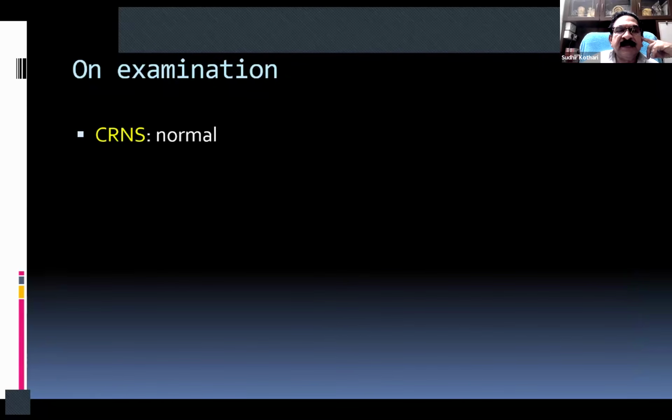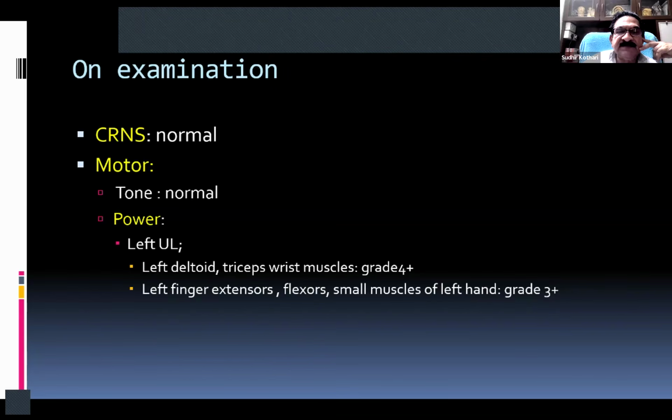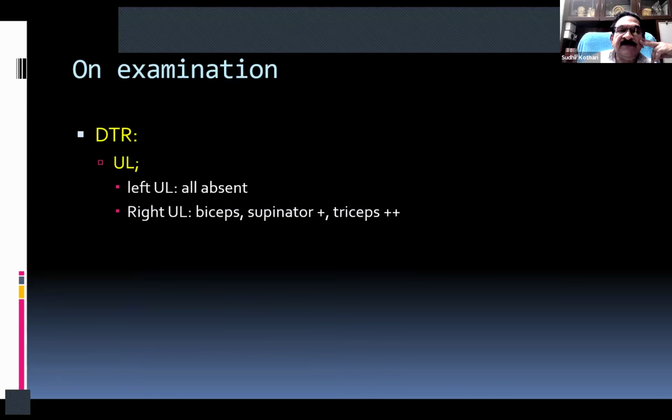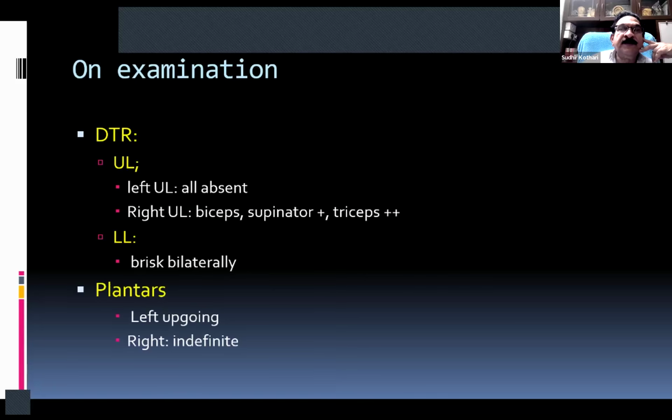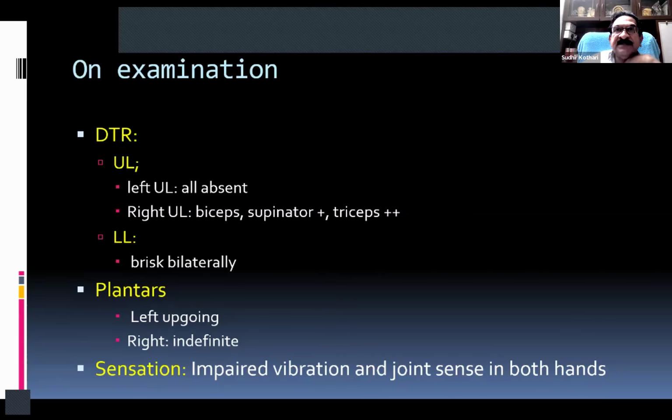So on examination, cranial nerves normal, tone normal, power left upper limb, left deltoid, triceps, wrist muscles grade 4 plus. Main weakness was the left finger flexors, small muscles of the left hand, which is grade 3 plus. Right upper limb power normal. Lower limb grade 5, both the lower limbs. Reflexes in the left upper limb all absent. Right upper limb biceps supinator 2 plus, triceps 2 plus. Lower limb reflex is brisk bilaterally. Plantar left upgoing, right indefinite. Sensation impaired, vibration and joint position in both hands, more on the left side.